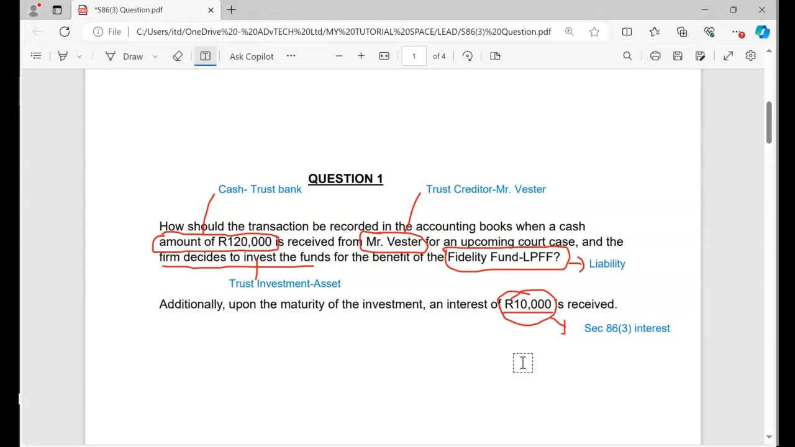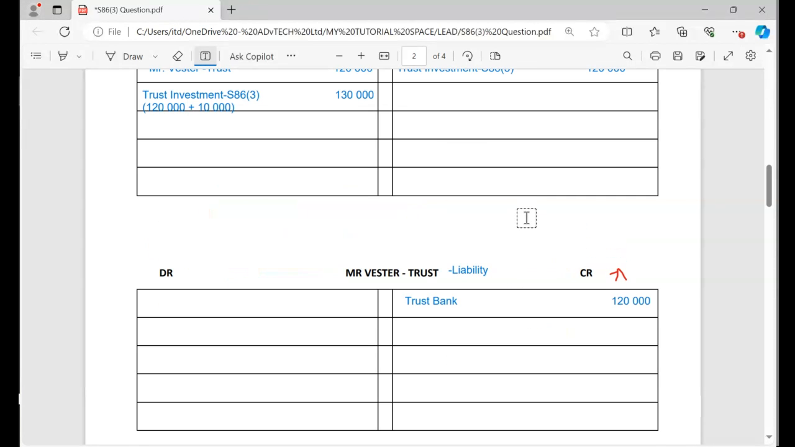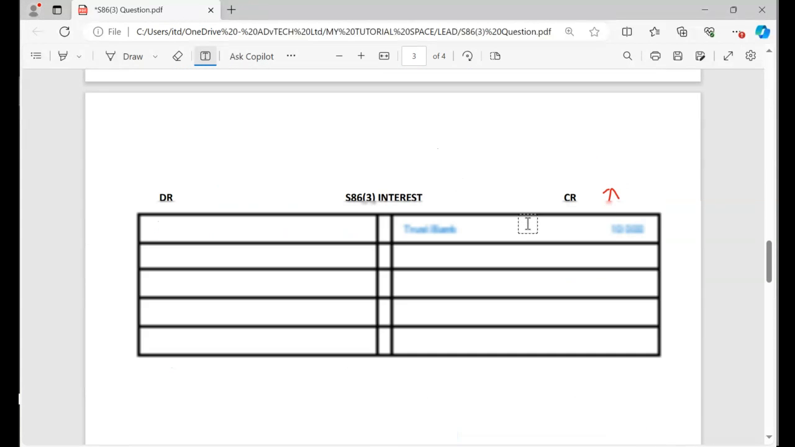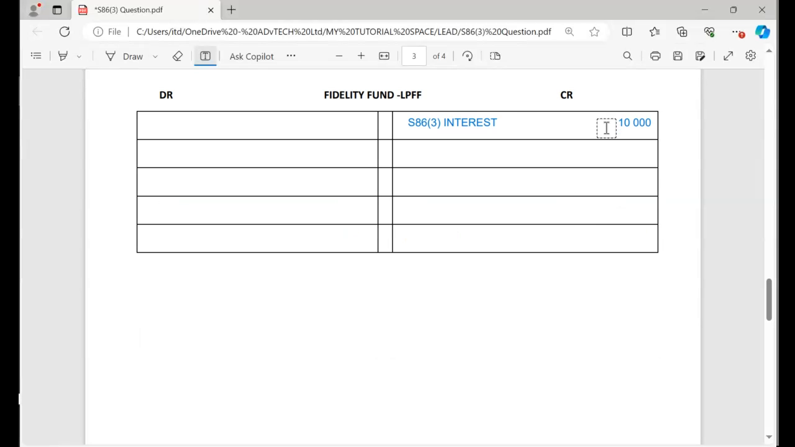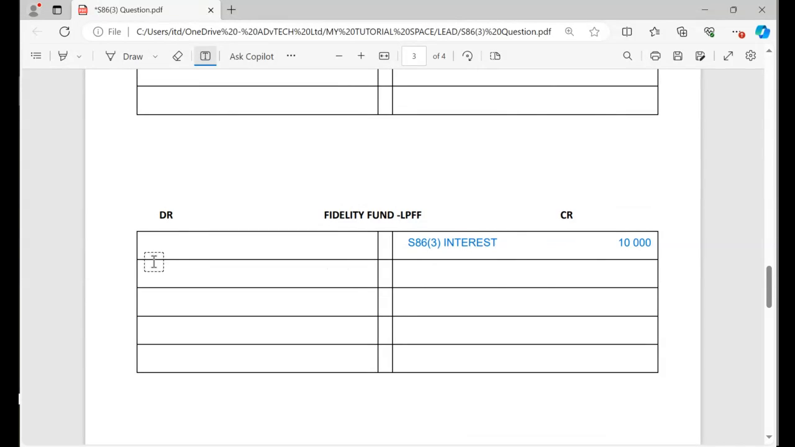But here, let's assume that they said you must pay the interest after maturity. So what I'm going to come here and pay. Remember, when I pay, it means I must pay what I owe. At the moment, I owe Fidelity how much? 10,000. So for me to pay 10,000, I must come to the other side here. You see now? And I say what? I say trust bank or trust cash book because I need to pay. I'll take money from the trust cash book. Can you see now? This means this has been paid.